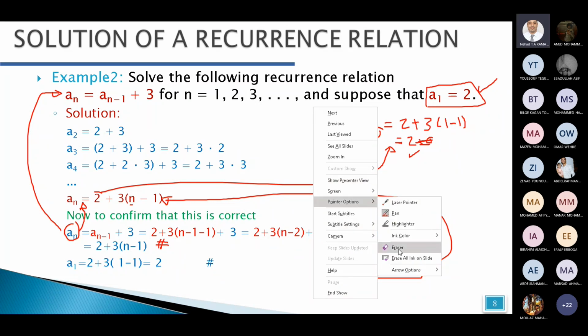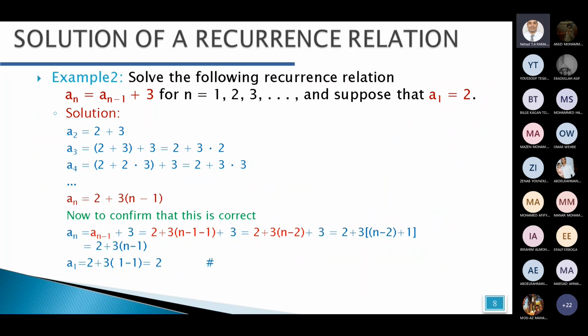Let's organize our ideas. So we have a recurrence relation. To find the solution, first, we find a few first terms. Second, we find the general term. Third, we confirm it for the recurrence relation and for the initial condition.